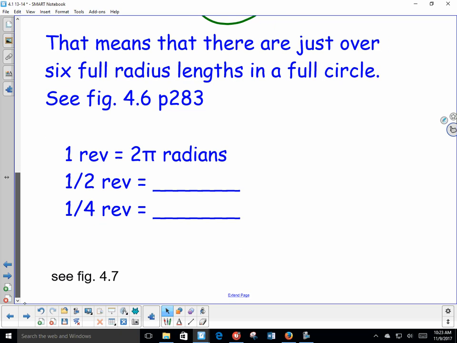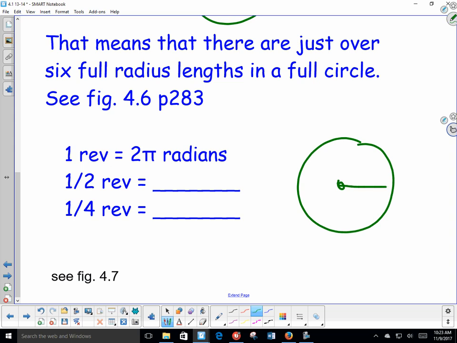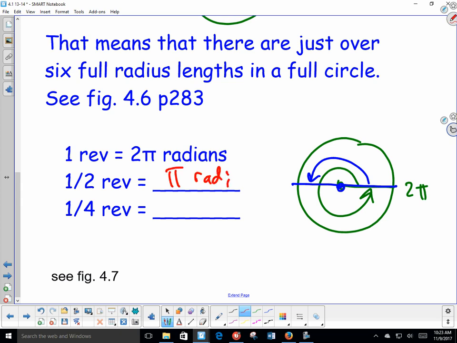All right. So 1 revolution is 2 pi radians, right? If I go all the way around the circle, that's 2 pi radians. So if I only want to go halfway around the circle, like from here to here, that's how many radians? Pi radians. And a quarter of the revolution would be 1/2 pi. So we'll write that as pi over 2 radians.